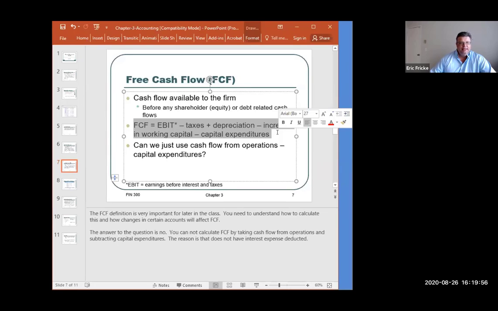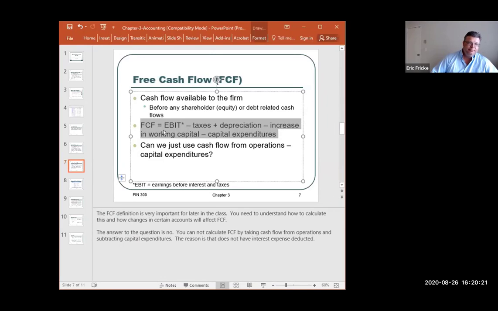Okay. Now, instead of net income, and remember, net income includes things like taxes, and it includes interest expense that you pay on loans. And loans are a type of financing. So in finance, we don't want to include that in our cash flows. So that's why we start with EBIT. And so what is EBIT? EBIT basically stands for earnings before interest and taxes.